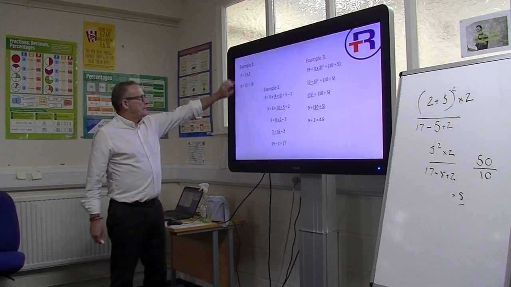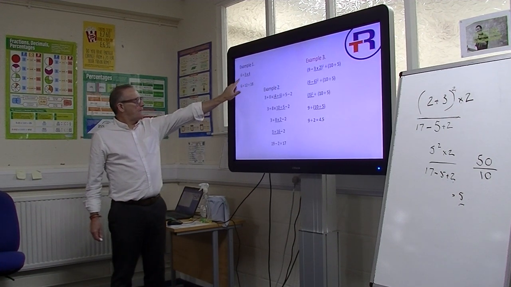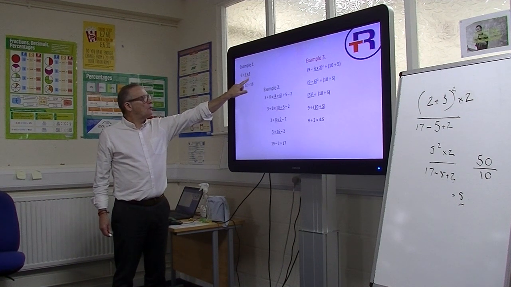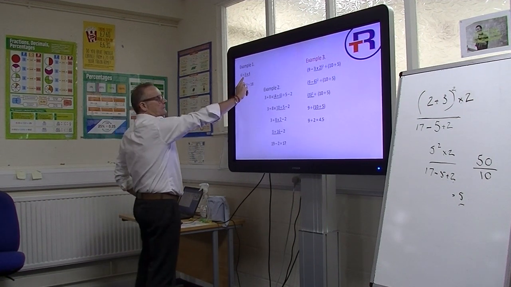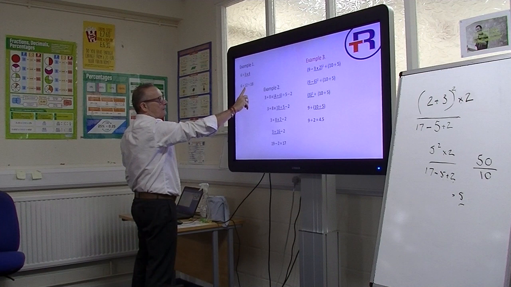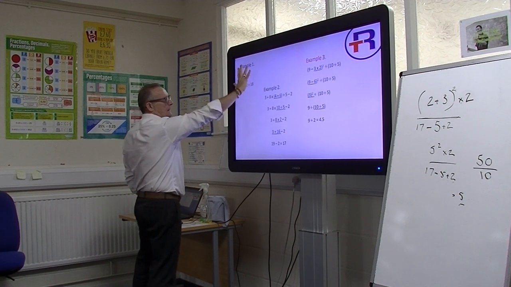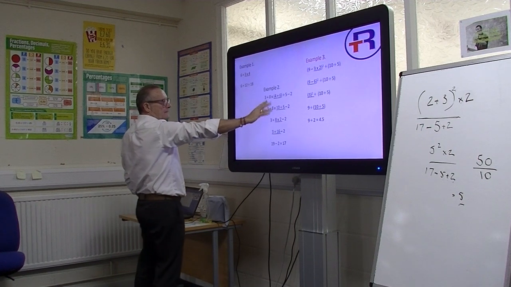So 3 examples here. The first example is fairly straightforward. We've got 6 plus 3 times 4. I've underlined it. We do 3 times 4 first, which is 12. There's the 12. 6 plus 12 equals 18. That's nice and straightforward, nice and easy.